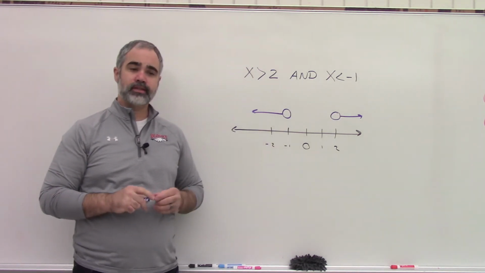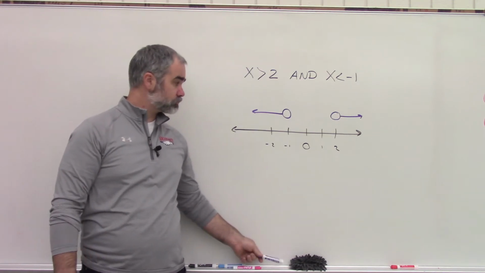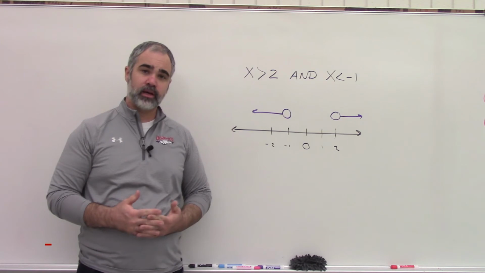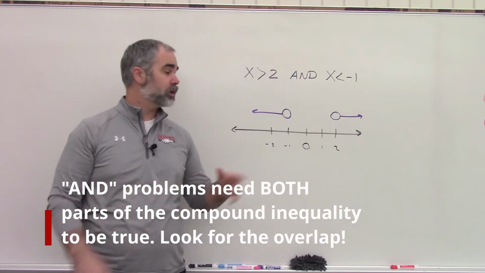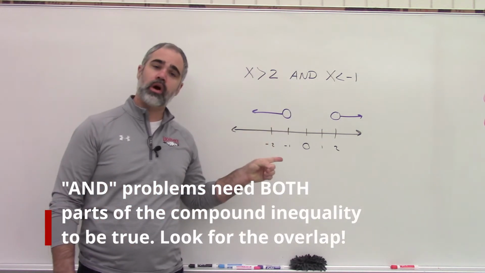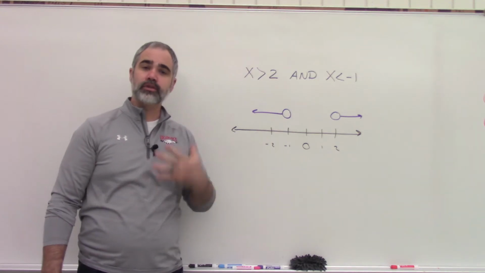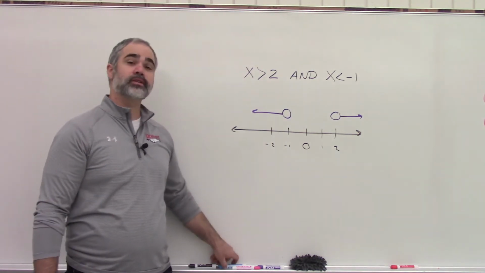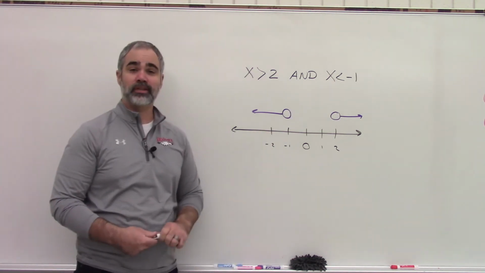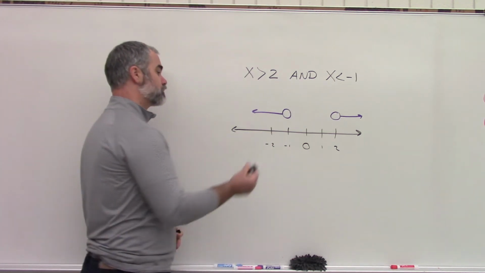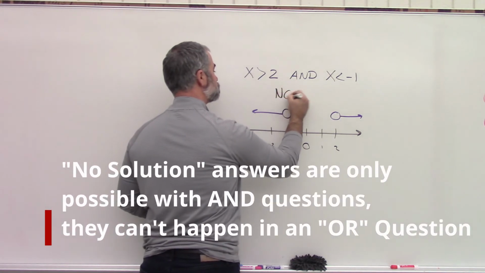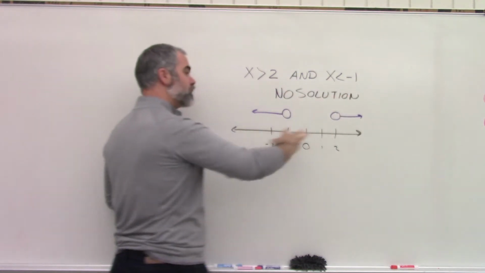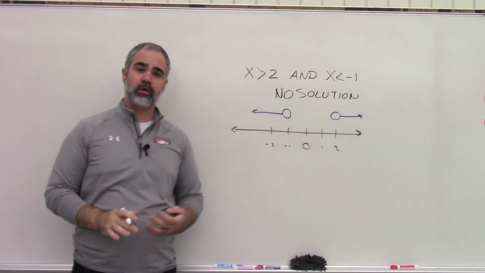However, here is the difference with an "and." Remember, with "and" I want both things to be true at the same time. I want the overlap. Here, there is no overlap. Since there is no location where both inequalities are true, the answer to this one isn't this graph. The answer to this one is actually no solution, because there is no place where both of the inequalities are true.